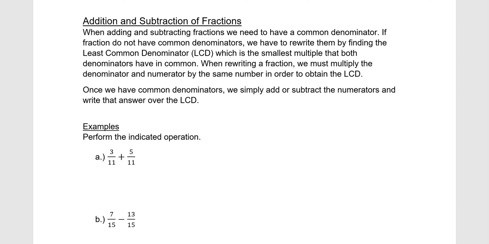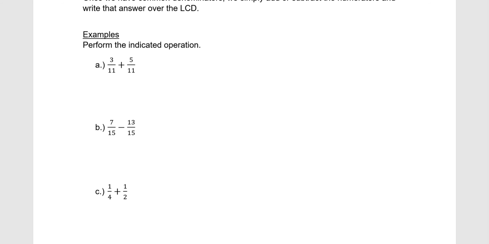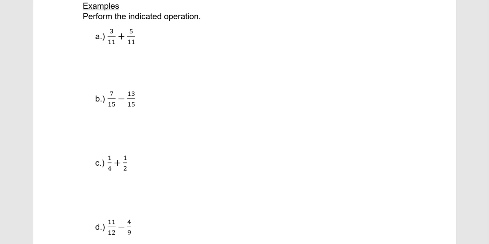And when we're rewriting the fractions so they have the same least common denominator, we have to multiply the numerator and denominator by the same number in order to get this. And then once they do have the same denominators, all we have to do is add or subtract the numerators and write that answer over that least common denominator. So let's do these examples down here. It always sounds more confusing than it actually is before we do an example.